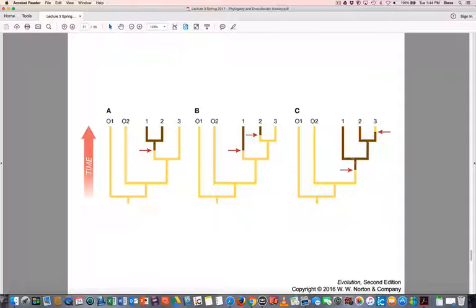The other possibility here is you could have the orange coloration and then the evolution of dark or brown coloration at this point, and then what we call a reversal back to the ancestral state, where species 3 has the yellow again. So this is the origin of the novel trait and then a reversion back. This requires 2 steps too.